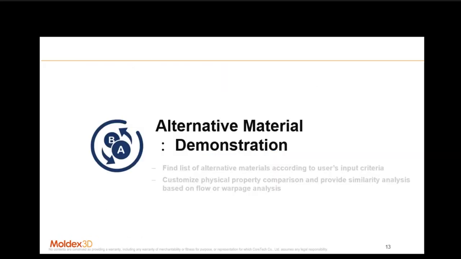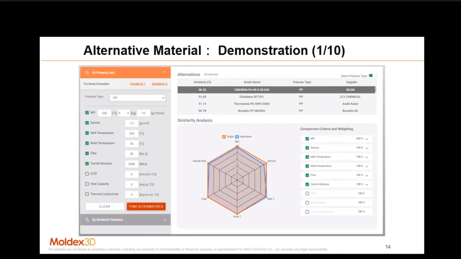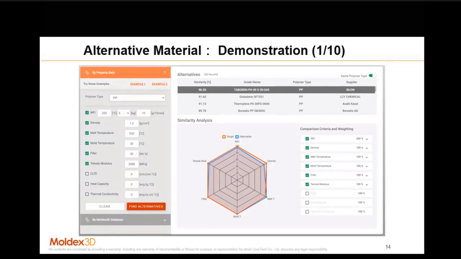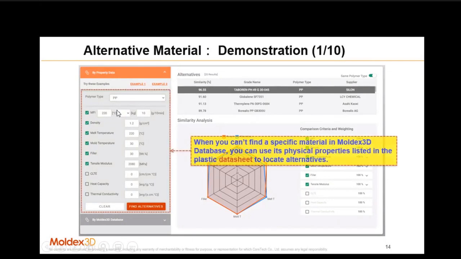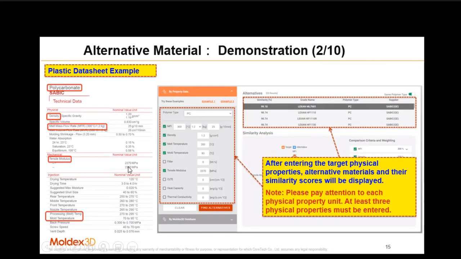So next, I will demonstrate the alternate material in detail. This is the main interface of alternate material. Usually, the target material is not listed in our database, so you can use the physical property list in a plastic data sheet to locate the alternative. I'll give you an example.